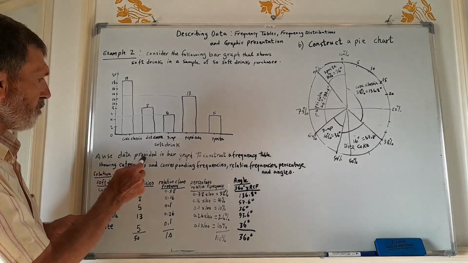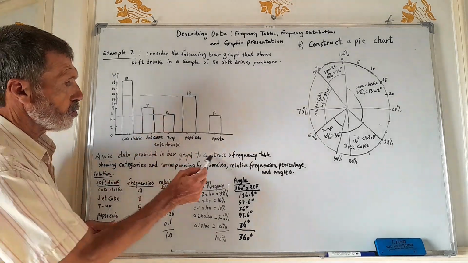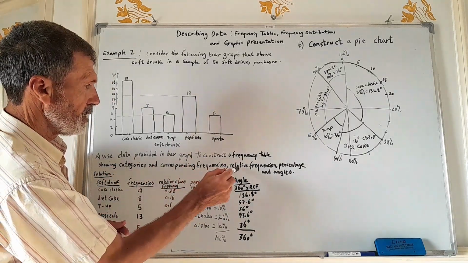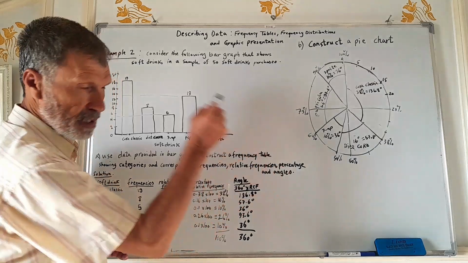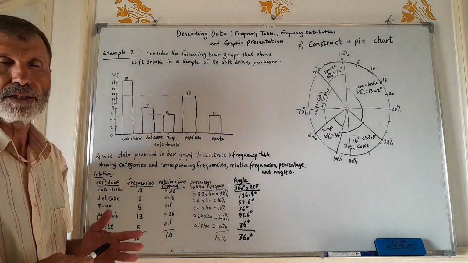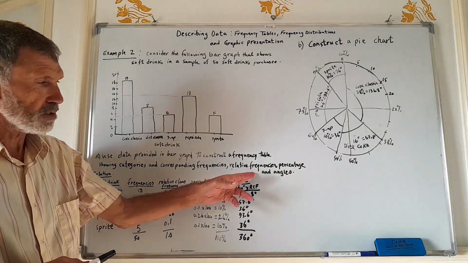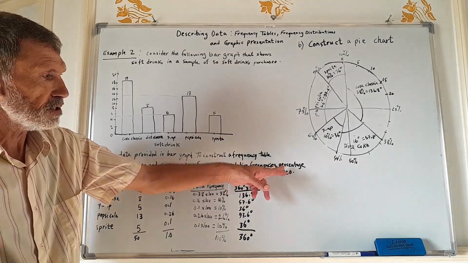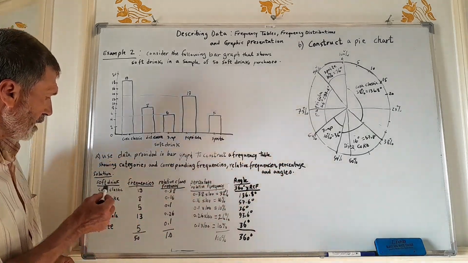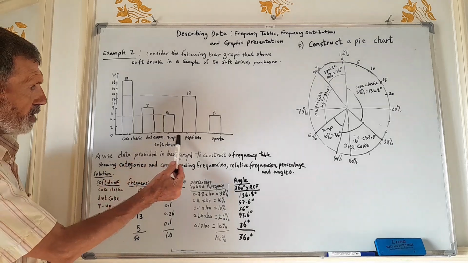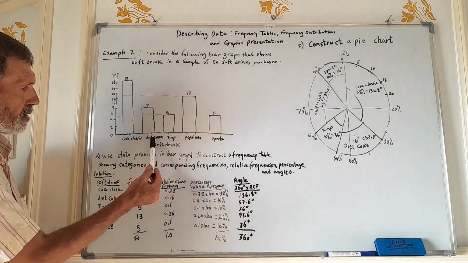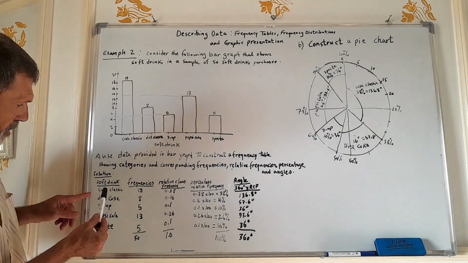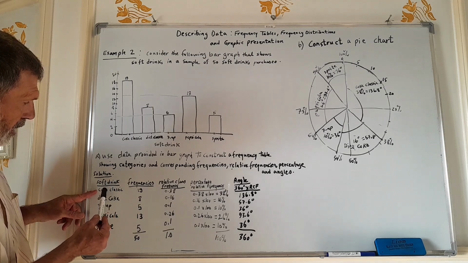Now, use the data provided in the bar graph here to construct a frequency table showing categories and corresponding frequencies, relative frequencies, percentages, and angles. So we're going to include in the frequency table all these concepts, namely the frequencies, the relative frequencies, the percentages, and angles. Now, as you can see, those are the classes: Coke Classic, Diet Coke, 7-Up, Pepsi Cola, and Sprite. These are listed here.